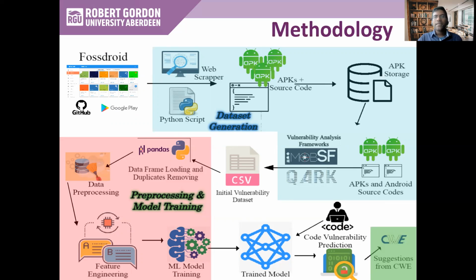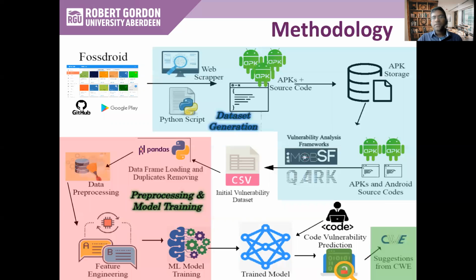To download the APKs and the source code, we use the Fostroid project because it provides free and open source Android applications as well as the source code. This is referring to Google Play as well as GitHub. We downloaded or scraped both the APKs and the source code, and then we use two tools, MobSF and Quark, for vulnerability analysis, the labeling process. So we have done the data collection using scraping from the Fostroid project, and then for the data labeling, we use two tools, MobSF and Quark.